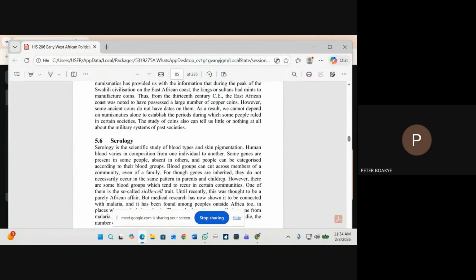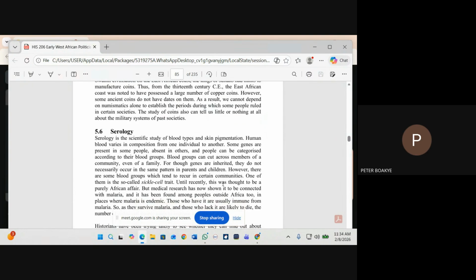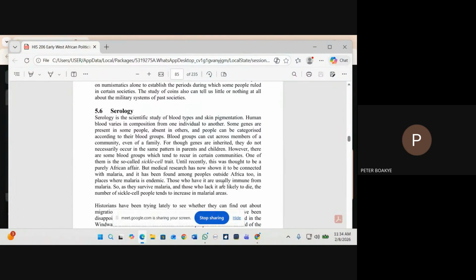Then serology looks at blood types and skin pigmentation. So it's a scientific study of blood types and skin pigmentation. Human blood varies in composition from one individual to another. So some genes are present in some people, but absent in others. And through serology, we know that the Kru people are devoid of sickle cell trait.